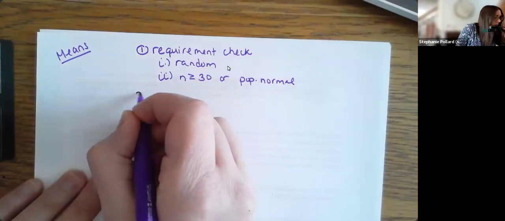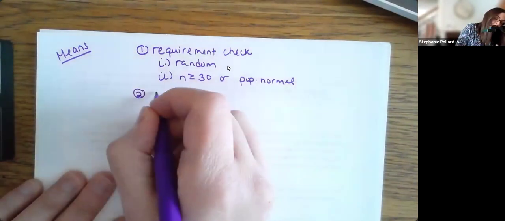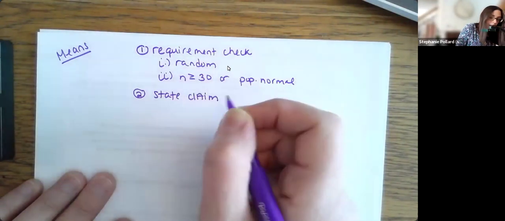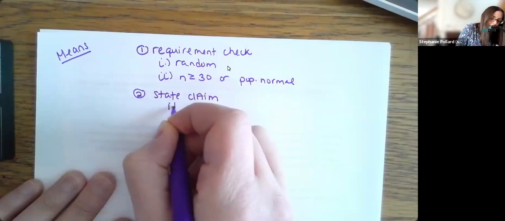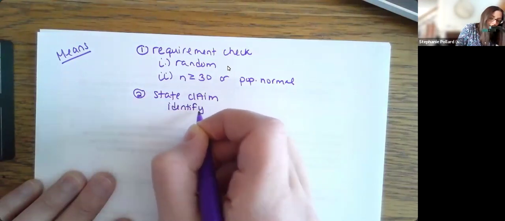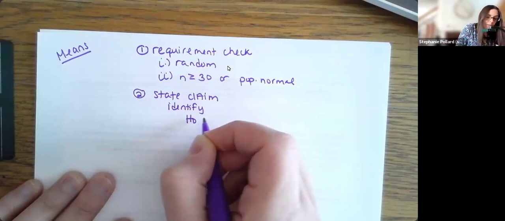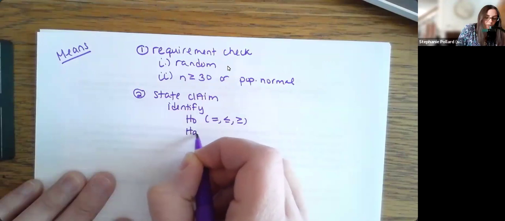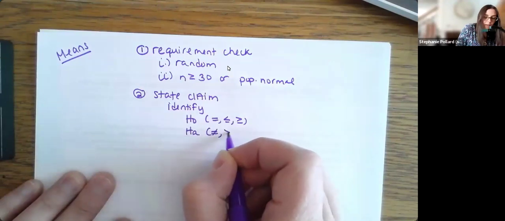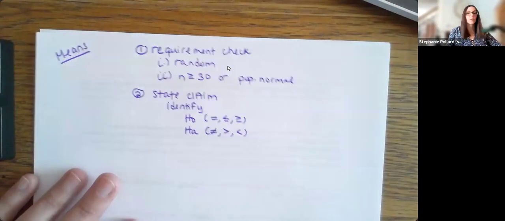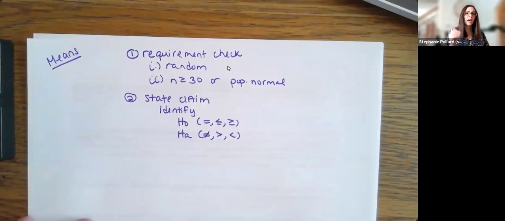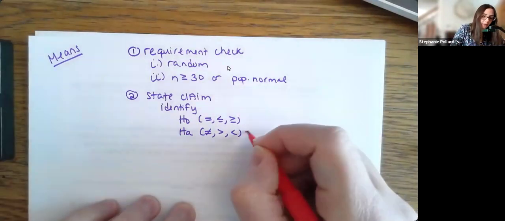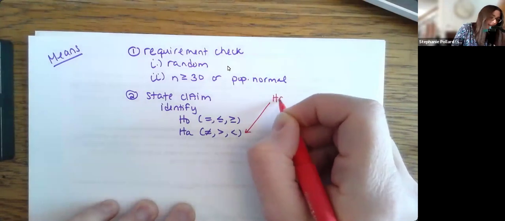The second thing you're going to do, again, no matter what the scenario is, you're going to state your claim. And then you're also going to identify the null hypothesis, remember, which has either an equals, less than or equal to, or greater than or equal to symbol, and your alternative, which is either a not equal to, a greater than, or a less than symbol. So we need to have that set up here. The other thing too is, don't forget that your alternative tells you the type of test it is.